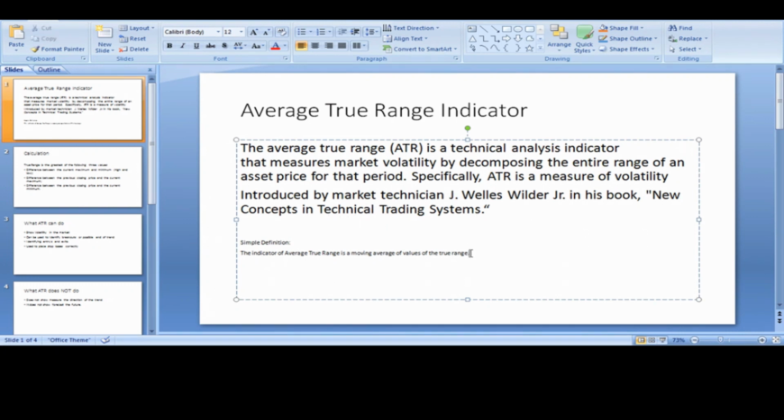So a simple definition is this one. The indicator of average true range is a moving average of values of true range. Simple definition. Before I move on to the other slides, I want to state clearly how I came about that simpler definition, because I noticed that everybody just needs to know exactly where everything is from.